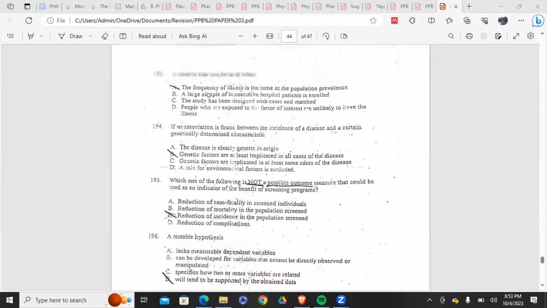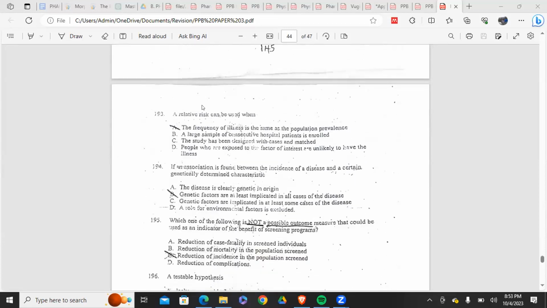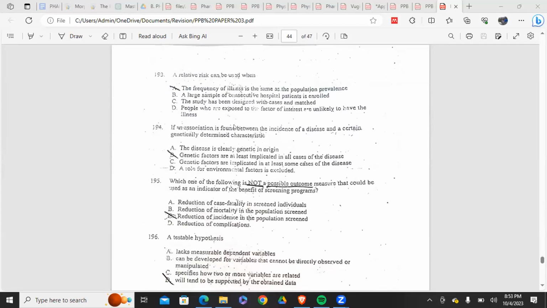Aina ile unit ya ule jamaa alikuwa anatufundisha akiwa Germany. Relative risk can be used when the frequency of illness is the same as the population prevalence. A large sample of consecutive hospital patients is enrolled. The study has designed with cases and matched. People who are exposed to the factor of interest are likely to have the illness.